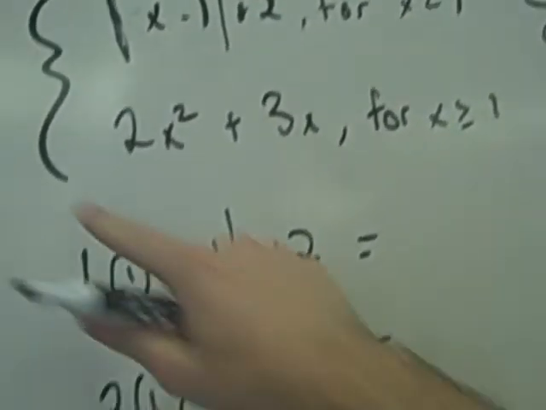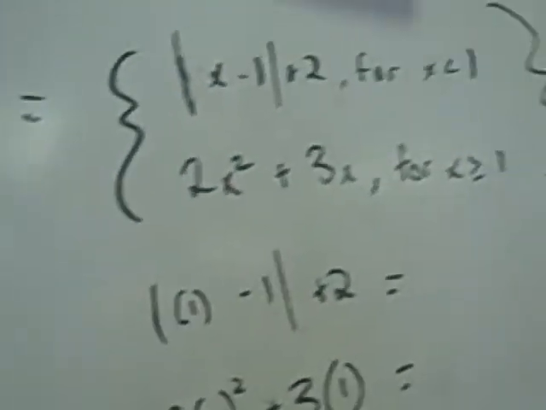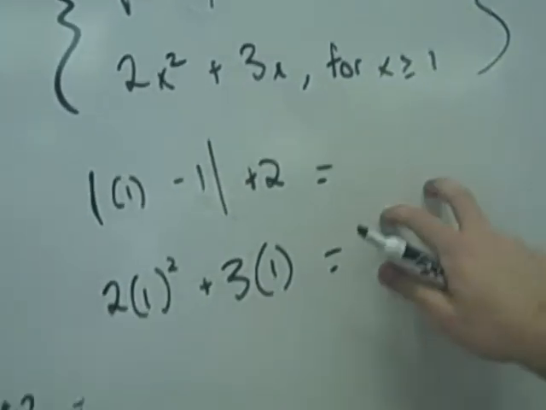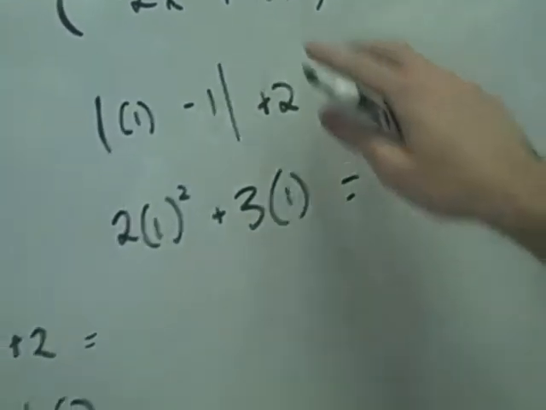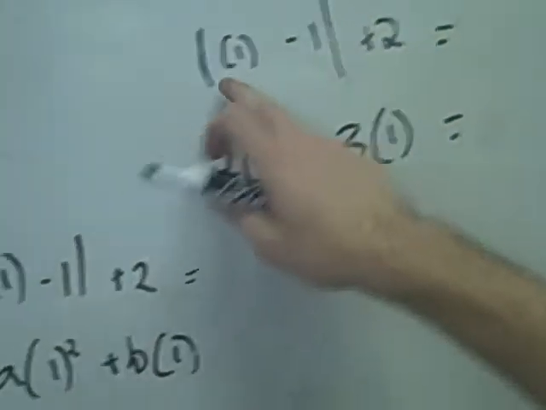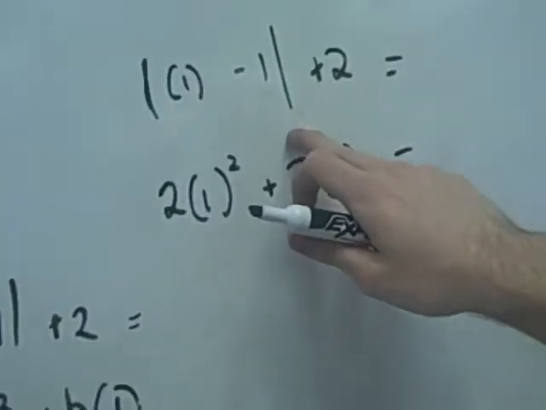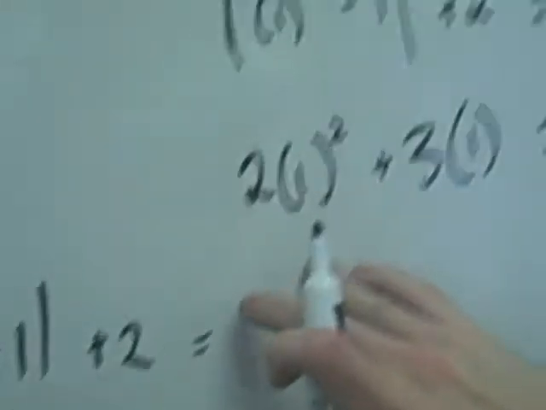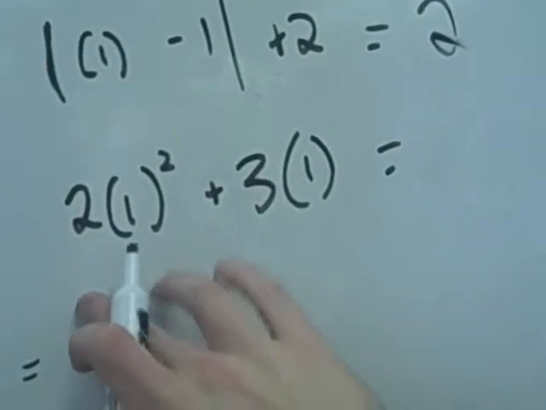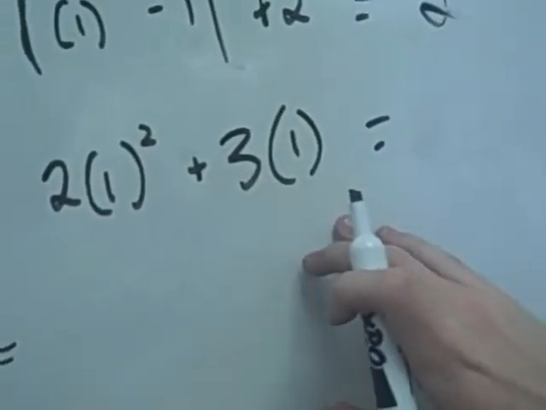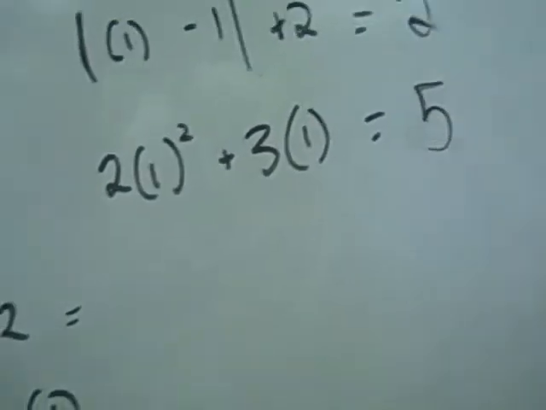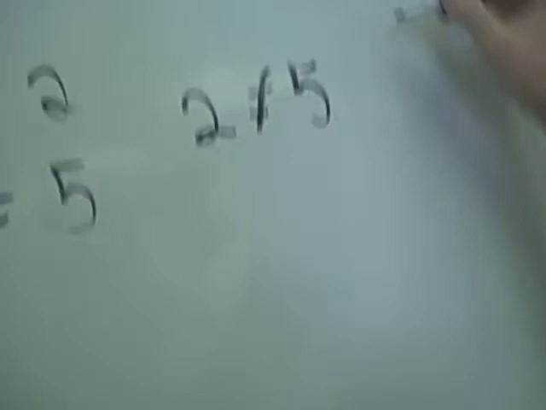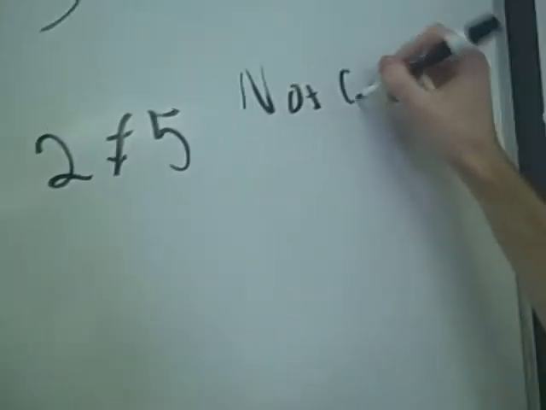And so for this one, I just did the same system, and I plugged in 2 for a and 3 for b. Down here, I plugged in 1 for all of the x's, so you have the absolute value of 1 minus 1 plus 2, which would give you 2. And then down here, it's 2 times 1 squared, which would be 2, plus 3 times 1, which would be 3, and you get 5. Unfortunately, 2 does not equal 5. Therefore, it is not continuous.